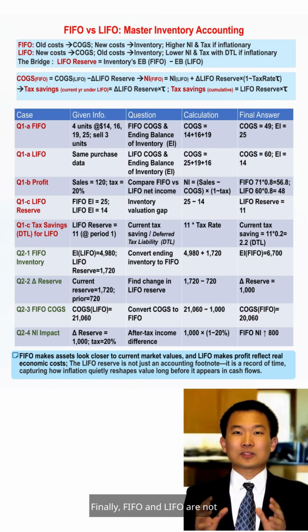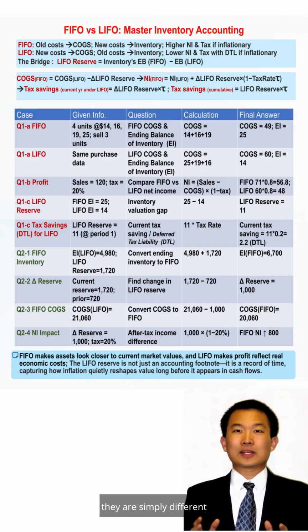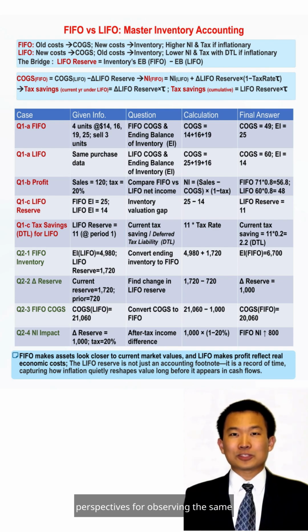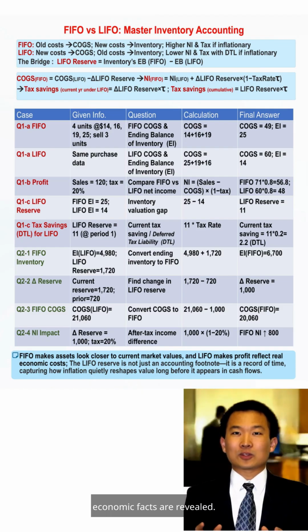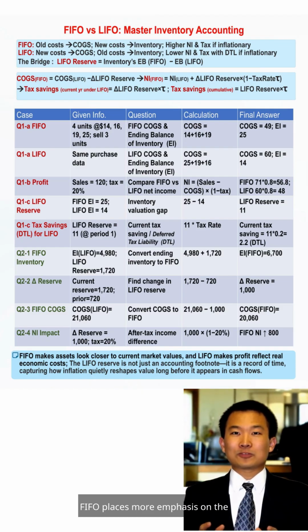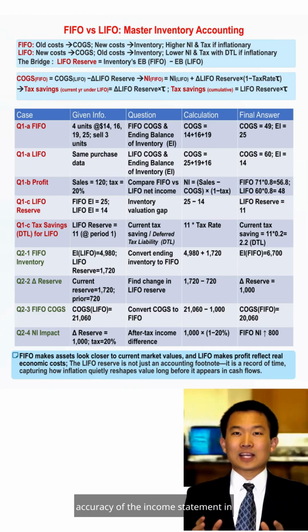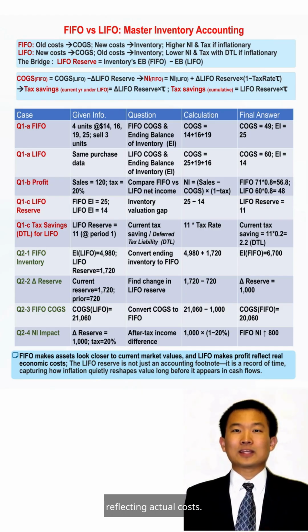Finally, FIFO and LIFO are not mutually exclusive truths. They are simply different perspectives for observing the same economic reality. The difference lies in when the economic facts are revealed. FIFO places more emphasis on the relevance of the balance sheet, while LIFO focuses more on the accuracy of the income statement and reflecting actual costs.